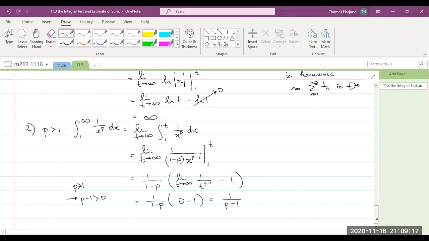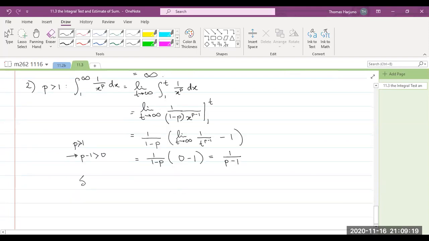Okay? Since the integral from 1 to infinity of 1 over x to the p dx is convergent, then the series is also convergent for p greater than 1.